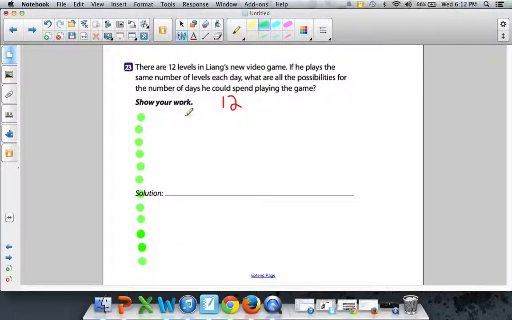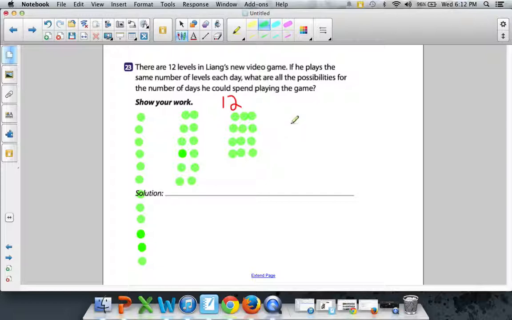He could play twice a day, and that won't take as long. 2, 4, 6, 8, 10, 12. That'll only take 1, 2, 3, 4, 5, 6 days. What if he plays 3 levels a day? Oh boy, that's a lot of video games. I bet some of you are like that, huh? 3, 6, 9, 12. Hey, we're there, and it only took us 1, 2, 3, 4 days.